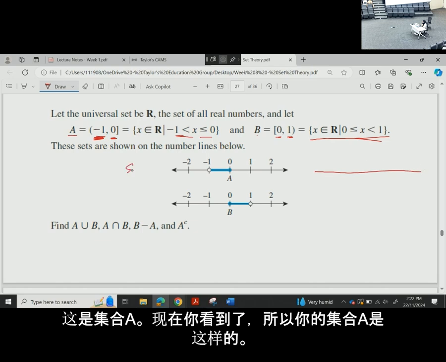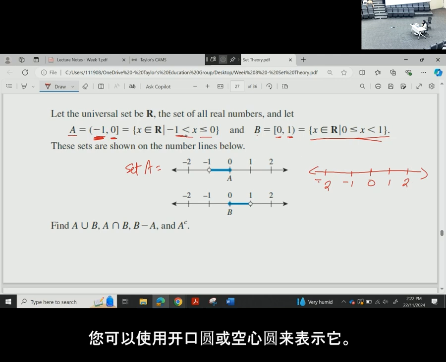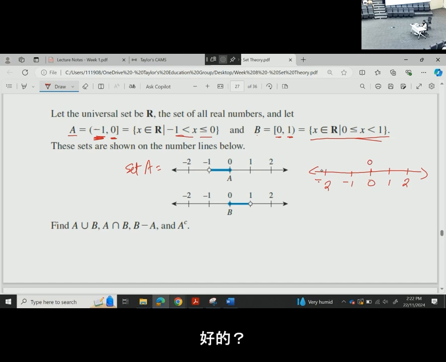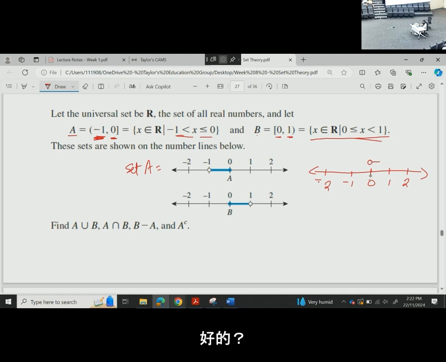This is set A. Now you see, your set A is like this. When the element is not included in the set, you can show it using an open circle or a hollow circle. This means that this particular element or number is not included. And when it is included, where is it? X is greater than -1. Sorry, it should start from here.